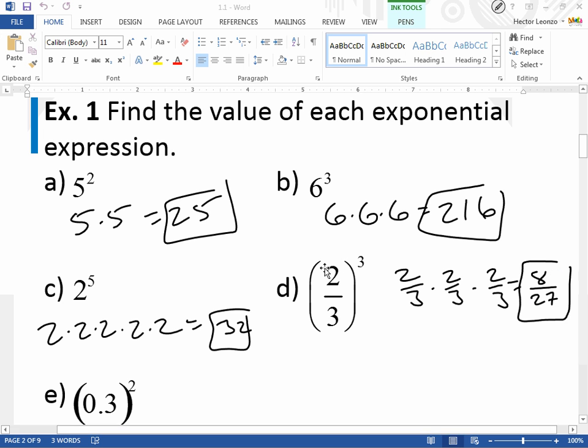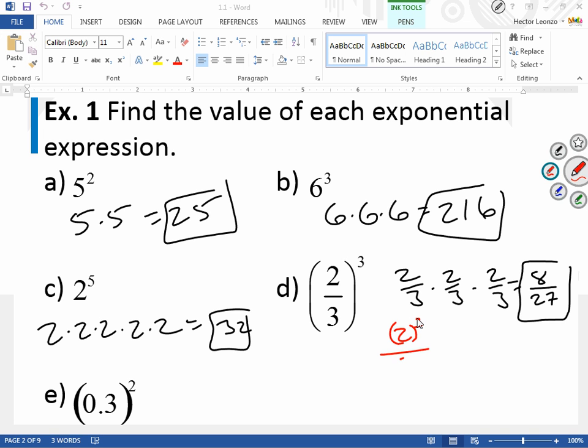Notice at the beginning I said the entire fraction is inside parentheses. If it was not, as an example, let's say I had 2 to the third over 3. Notice how only the 2 is inside parentheses, so only the 2 gets repeated 3 times. So my answer in this case should be 8 over 3, because only the 2 gets repeated 3 times. The 3 at the bottom is just a 3.